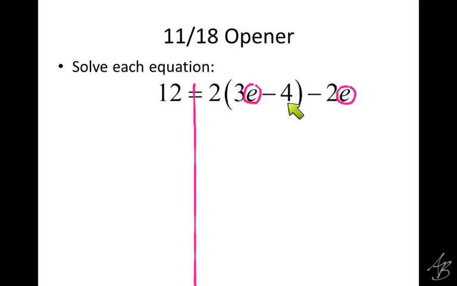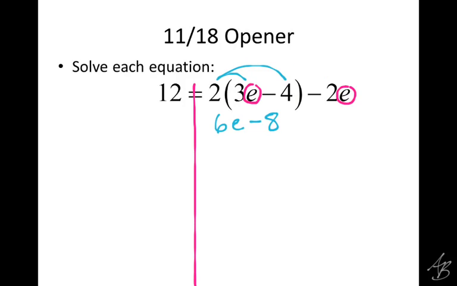I cannot combine like terms right now. I can't combine the 3e and the negative 2e because this 3e is inside of this group, this parentheses that's being multiplied by 2. All right, so we do need to get rid of those parentheses first, and we'll do that by distributing. So we do 2 times 3e, which is 6e. And then we do 2 times negative 4, which is negative 8. Then do I need to do 2 times negative 2e? No. Why not?